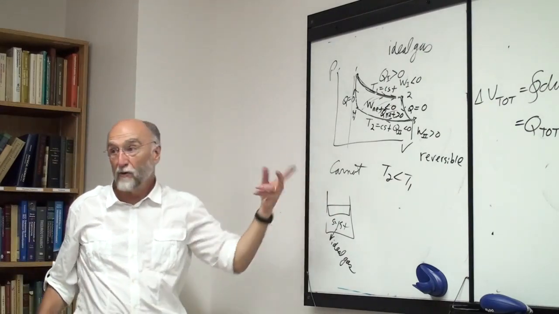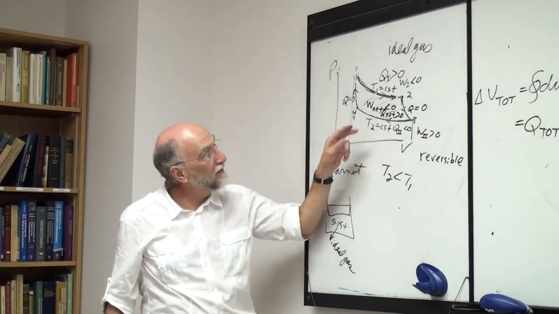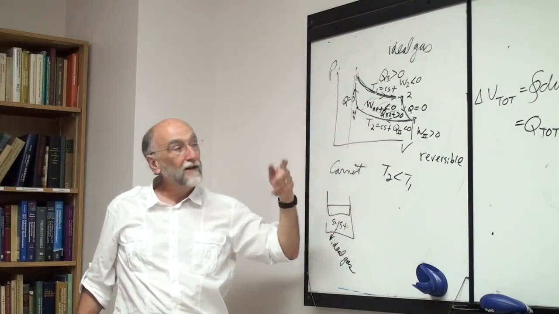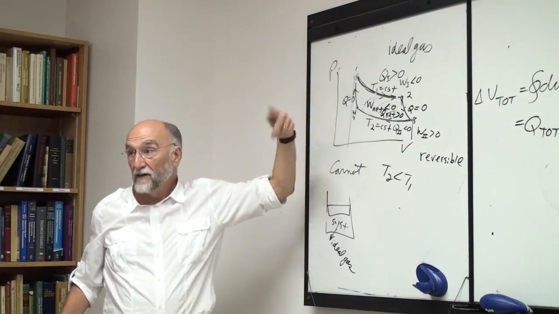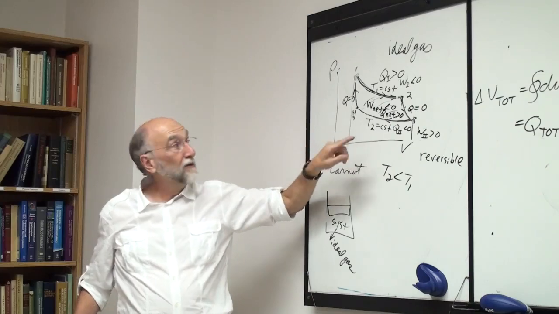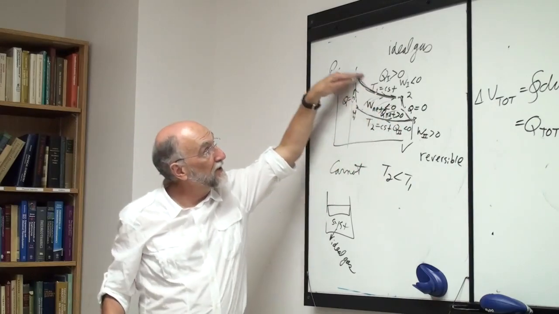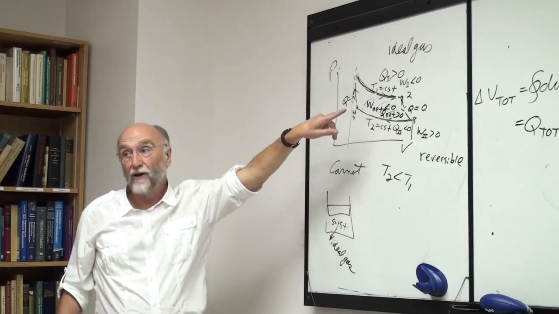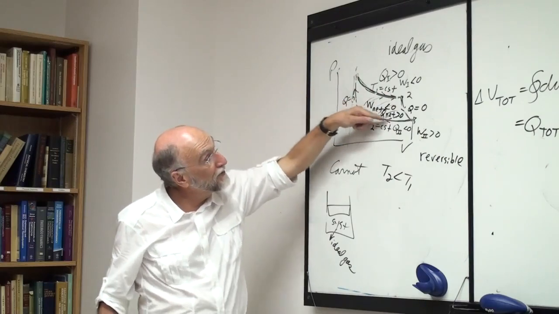Suppose you run a heat engine the other way around, what are you doing? This is your heat engine, this is the work you get, this is the energy you put into it. If you run it the other way around, you're putting work in. This is the net amount of work. Now if you run it the other way, you just go around the cycle counterclockwise. The net amount of work you're putting into the system is this.